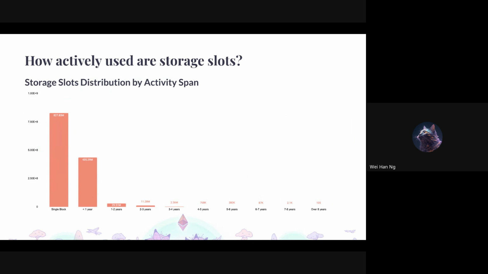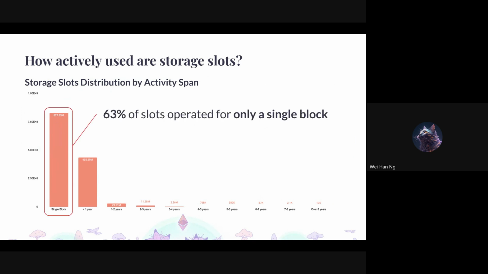We wanted to know the distribution of the storage slots by the activity span, and the first very important finding is that 63% of the slots only operate for a single block. So we have about 1.3 billion storage slots, and 837 million of them are, I don't want to say useless, but we don't know how useful they are, because they were only read and written to in a single block, right? So why is that the case? We don't know. So we have to figure that out.